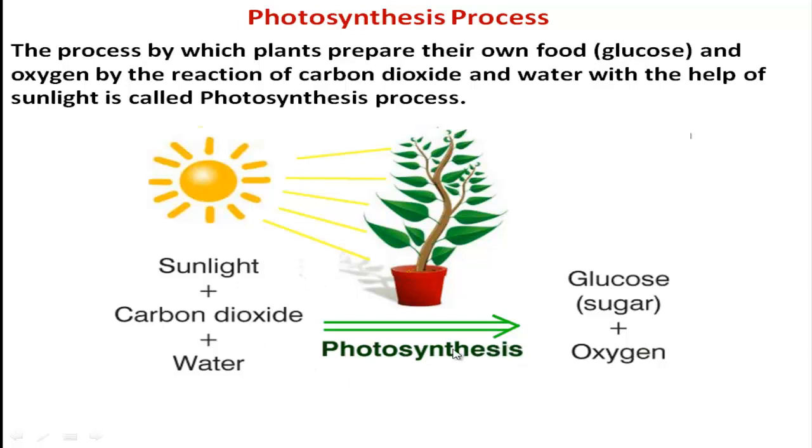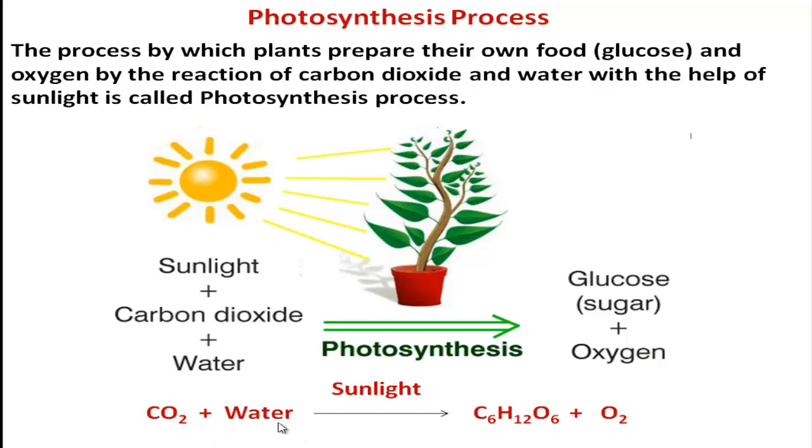So now you can easily explain how the photosynthesis process occurs, and the chemical equation of this photosynthesis reaction is this: carbon dioxide reacts with water. You write here the formula of water, H2O. Carbon dioxide plus water in the presence of sunlight produces glucose, this is the formula of glucose, and oxygen. You have to write here water, the formula of water. So this is the chemical equation of the photosynthesis process.